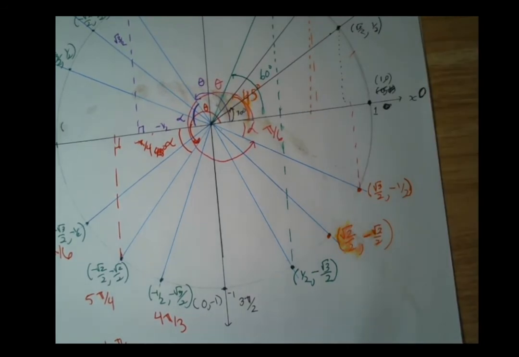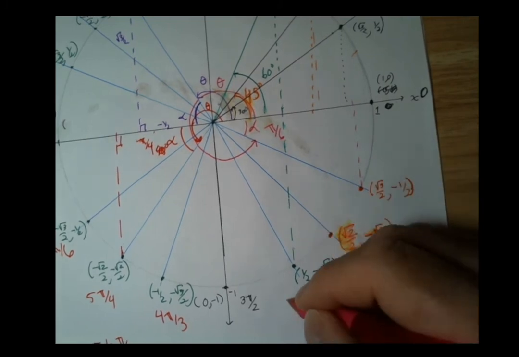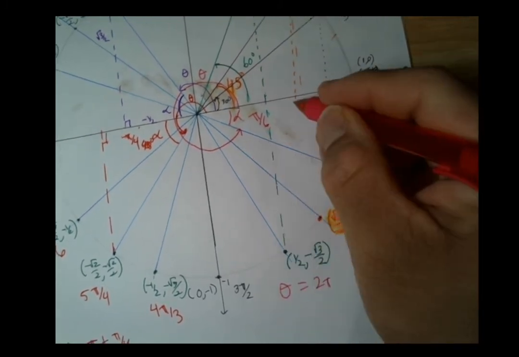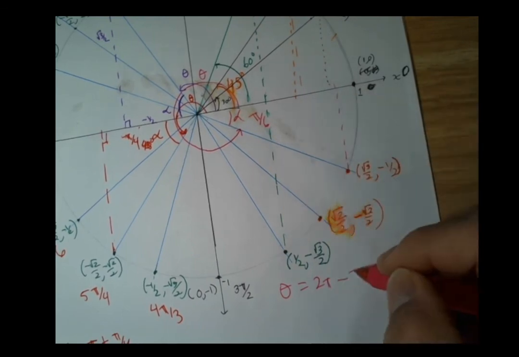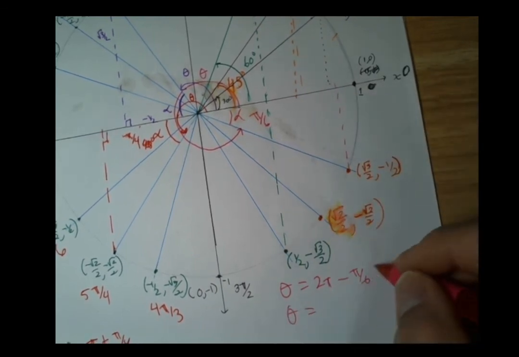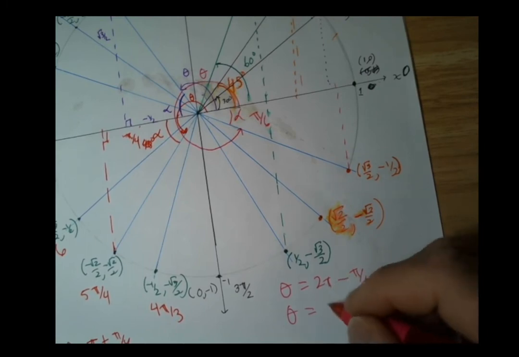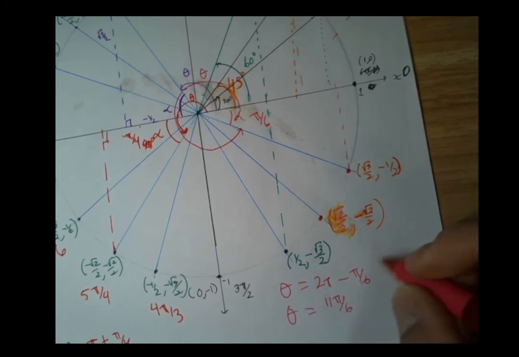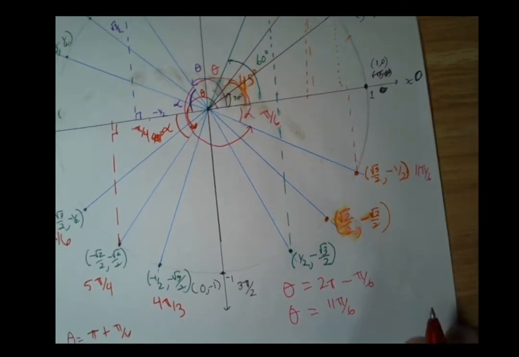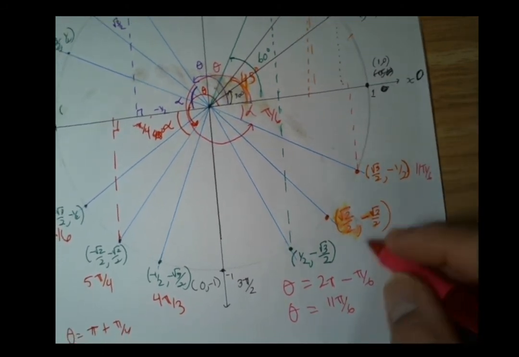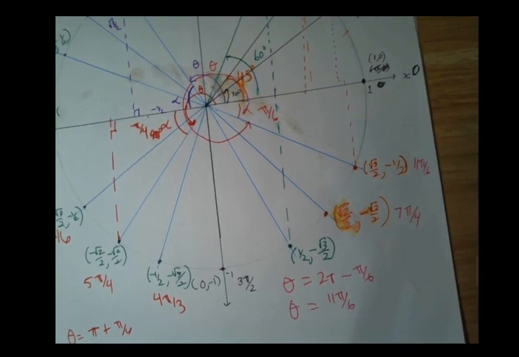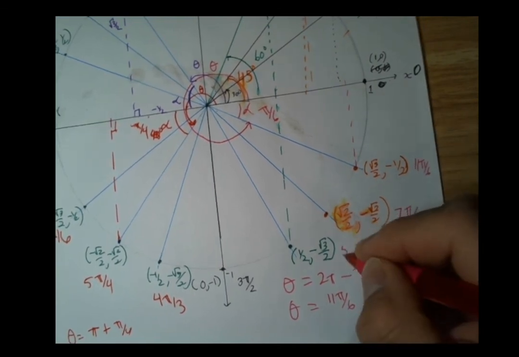To find theta, we do the calculation 2 pi, that would be all the way around, but then take away the pi over 6 reference angle. So theta is going to be 11 pi over 6. And using a similar calculation here, we can figure out that this is 7 pi over 4, and this becomes 5 pi over 3.